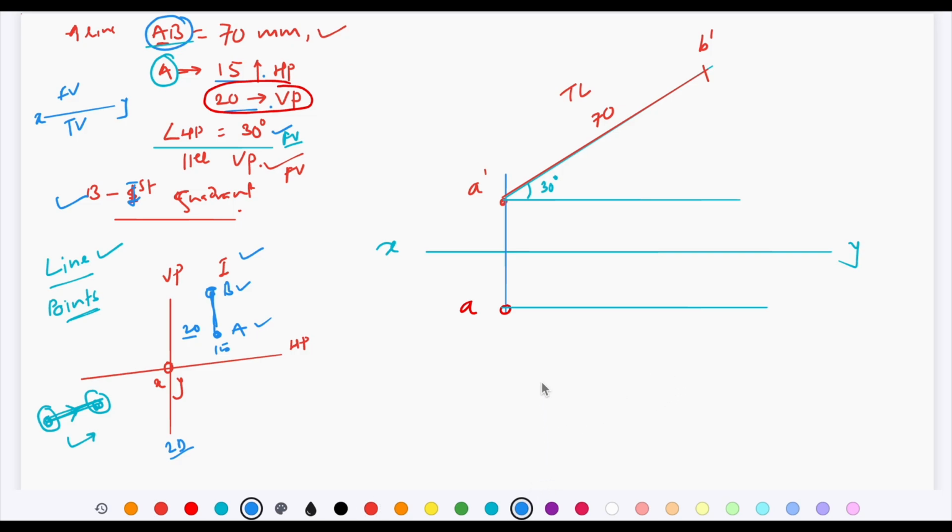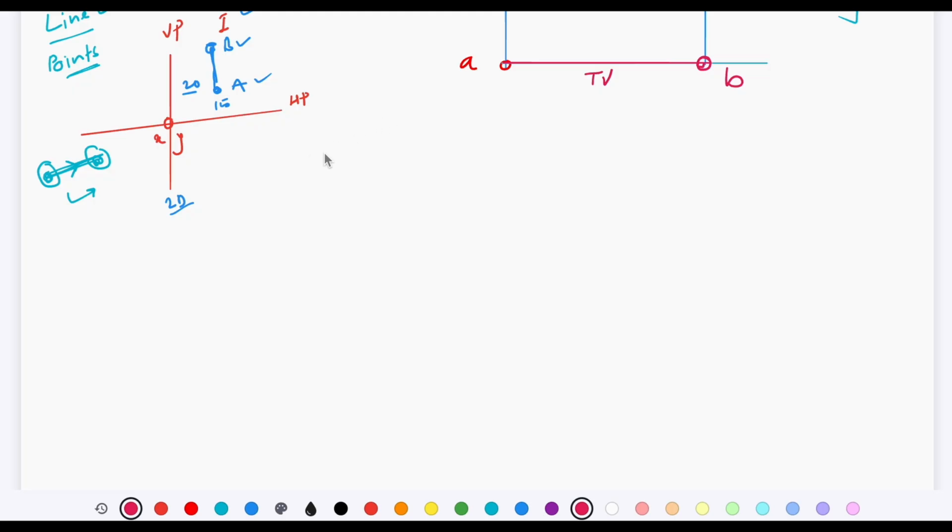Now similar to the projections of A, the projections of B are also going to be projected on the same vertical projector. The line is parallel to the vertical plane, so its top view is going to be parallel to the XY line, and the intersection of the vertical projector of B dash and the locus of A is going to be our point B. So this is the top view of the line and this is the front view of the line. This is going to be the projection of the given line. This example was based on a line which was inclined to one of the reference planes and parallel to the other reference plane.